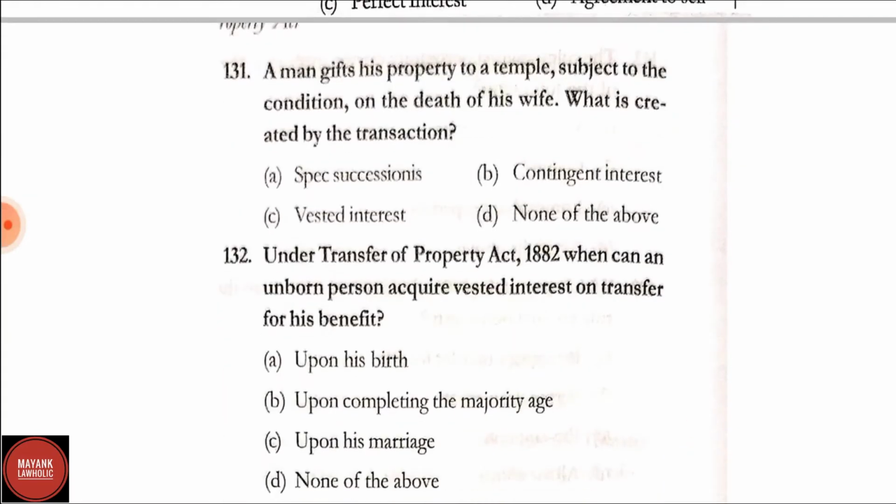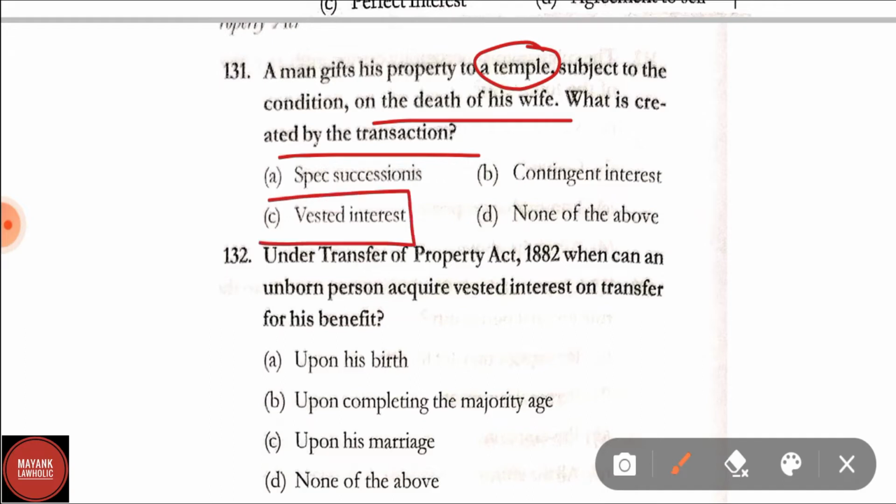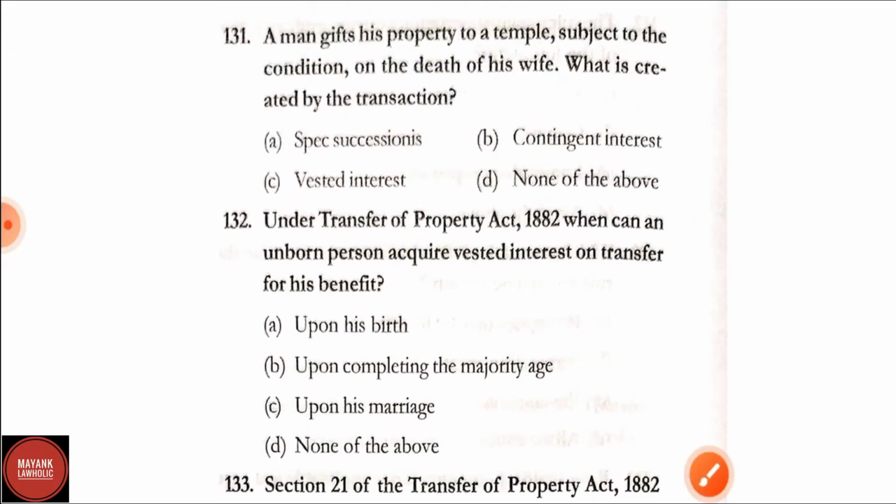Question number 131. A man gives his property to a temple subject to the condition on the death of his wife. What is created by the transaction? Options: special succession, contingent interest, vested interest, none of the above. Correct answer is option C, that is vested interest.